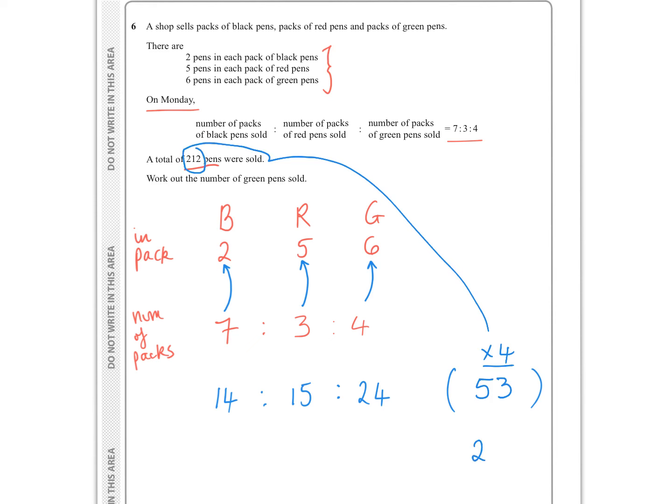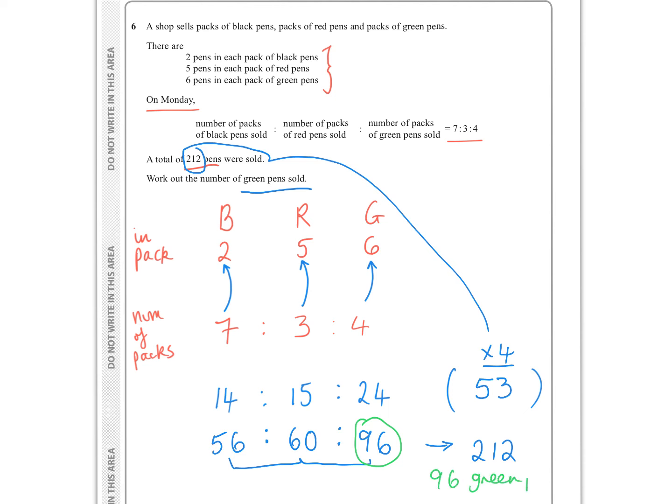So we'd have to times each of these by 4, so 24 times 4 is 96, 15 times 4 is 60, and 14 times 4 is 56. That would then make 56 and 60 and 96 add up to 212 pens sold, and to work out the number of green pens sold, well, that would then be 96. So 96 green pens sold.